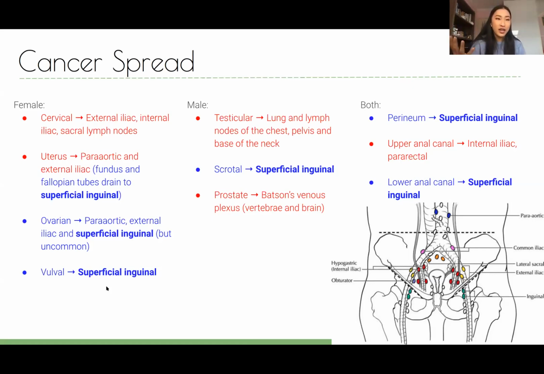So I feel like if it's very external, it's going to drain superficially, whereas your cervical, uterine, like stuff that's more internal tends to drain deeper. The exception to that is ovarian. So the ovarian tumors can technically drain to the superficial inguinal lymph nodes as well, but it's uncommon. And with the uterus, the fundus and the fallopian tube, so the upper portions, can drain to the superficial inguinal nodes, but it's also less common. So you're typically just thinking superficial things go superficial and deep things go deep.